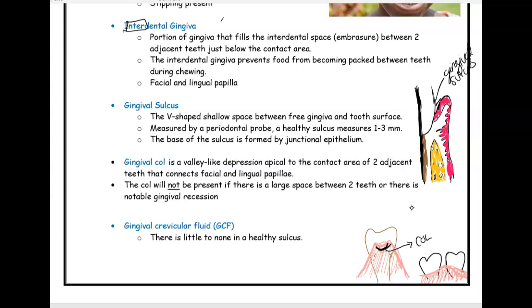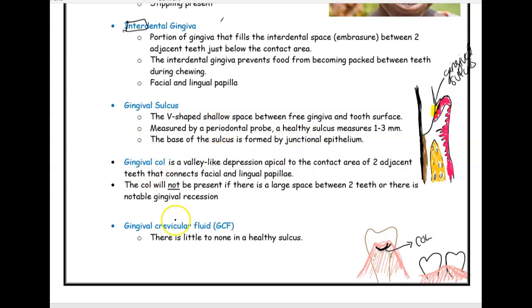Do you guys know where the junctional epithelium is? I'm going to highlight it. Junctional epithelium is right here, the base of the pocket. So the base of the sulcus is your junctional epithelium. If I were to probe here, my probe would stop over here. And when my probe stops over here, that is your junctional epithelium. So the base of the sulcus, or the bottom of where that gum hits, is known as your junctional epithelium.